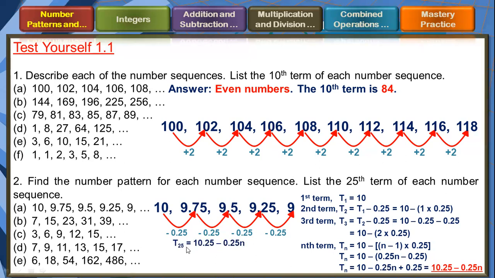To find the 25th term, we just have to substitute it. So t sub 25 equals 10.25 minus 0.25 times 25. Substituting that here, 0.25 times 25 is 6.25. So 10.25 minus 6.25 equals 4. So the 25th term of the sequence of numbers is 4.